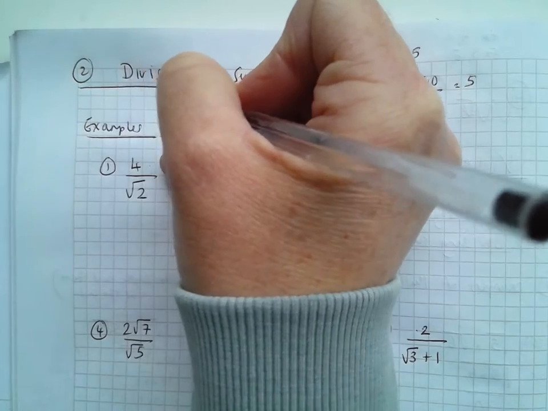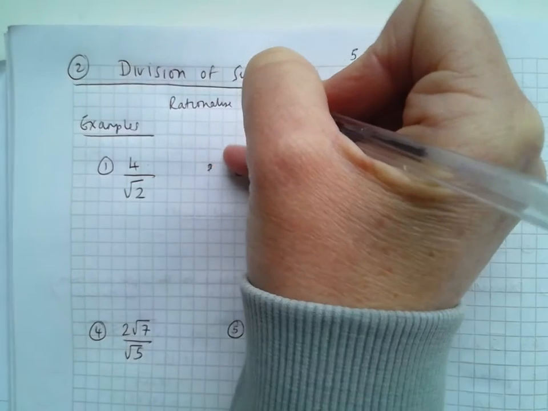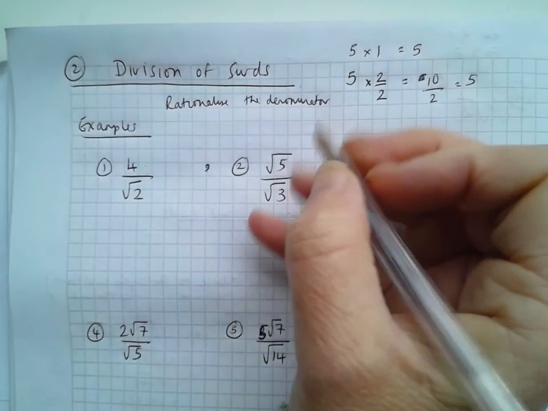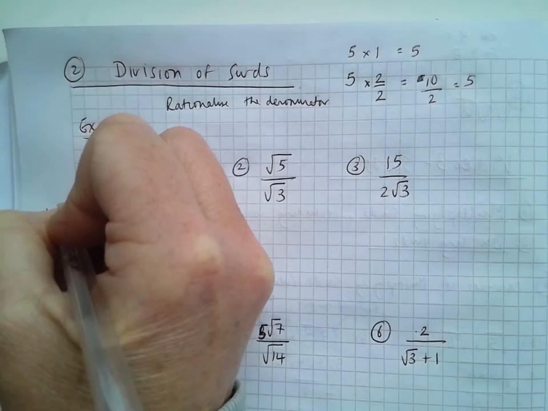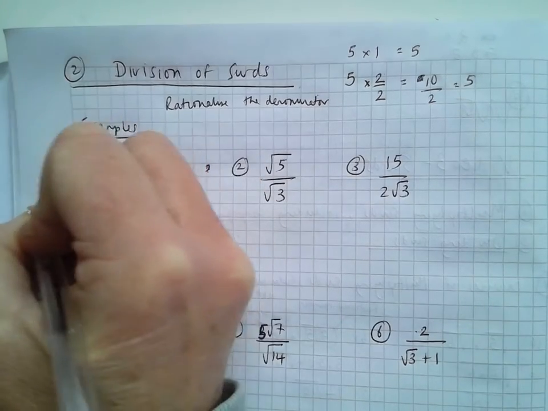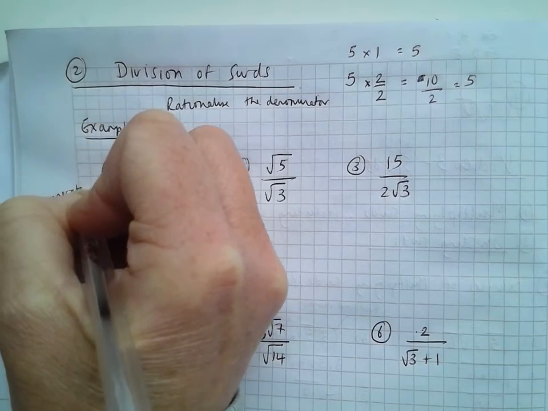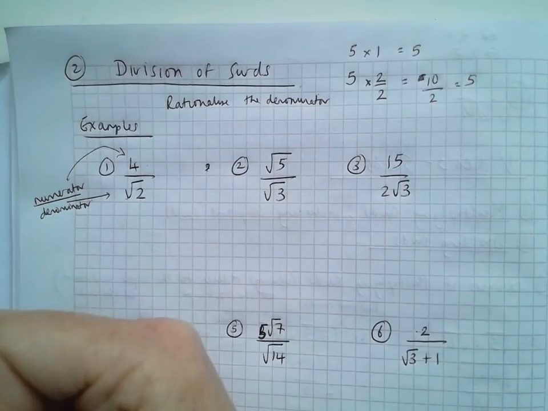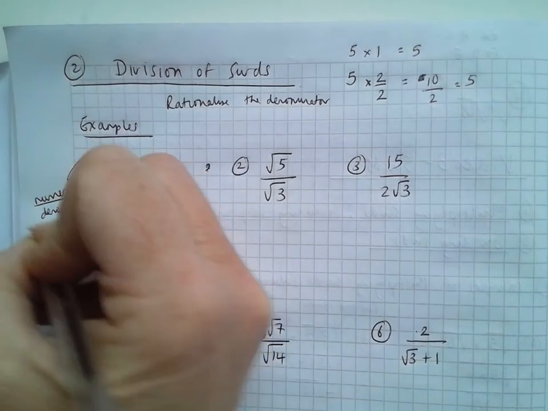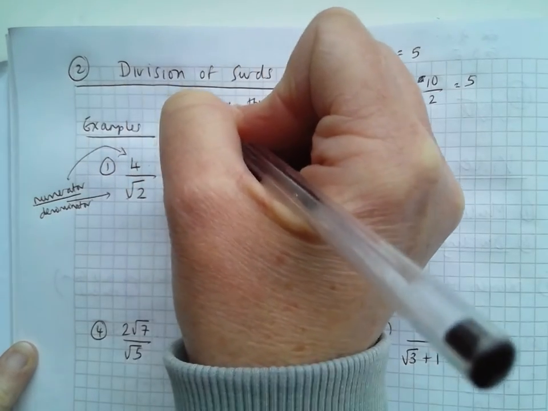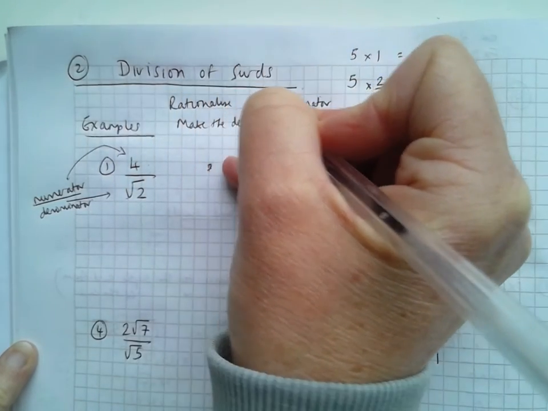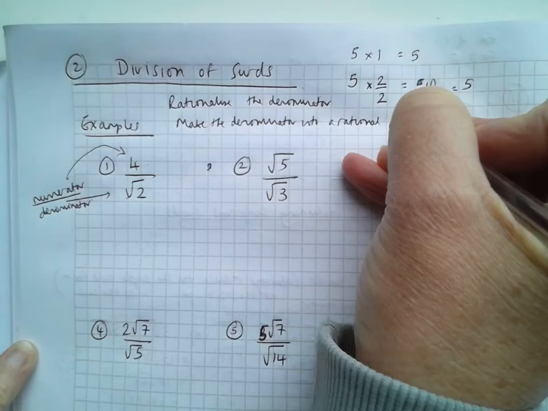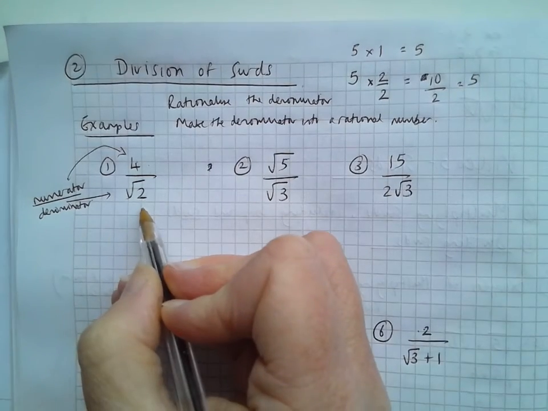Rationalize the denominator. So let's just do a quick refresher on what that phrase means. This here is the denominator. If you remember, when we have a fraction, we have a numerator and a denominator. This is the numerator. This is the denominator. To rationalize the denominator means make the denominator into a rational number. So we want to make this denominator into a rational number.